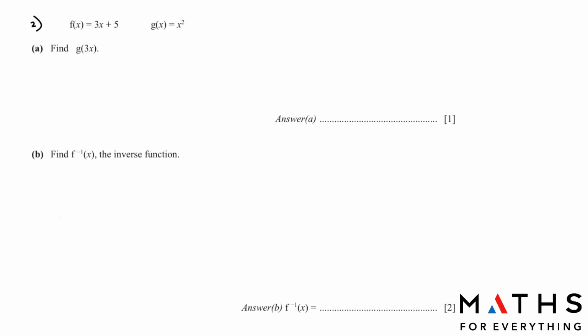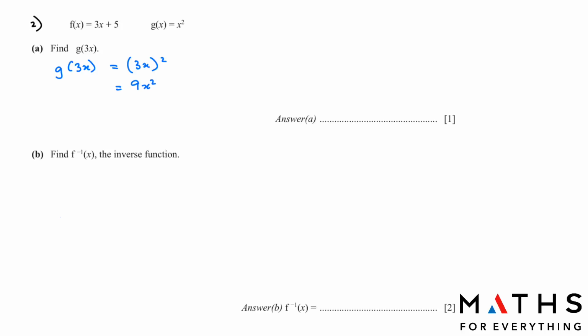So g of 3x is equal to, remember to put the bracket, 3x squared. The square is for the 3 and the x. So 3 squared will give us 9 and x squared is x squared. The answer is 9x squared.